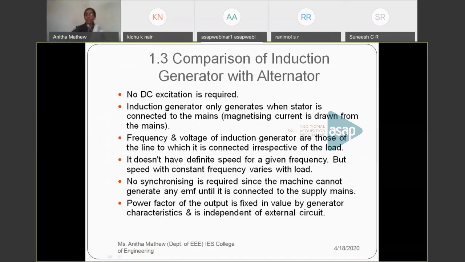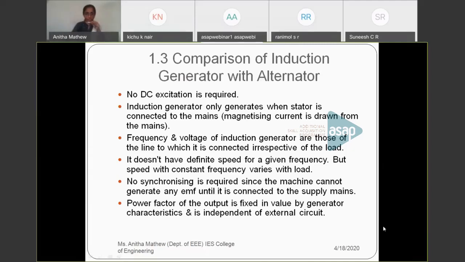Induction generator with alternator. In an alternator, we need DC excitation. We know that here there is no need of excitation.